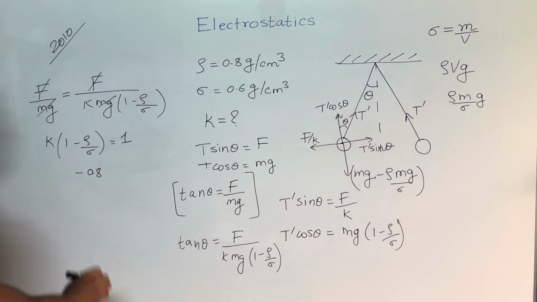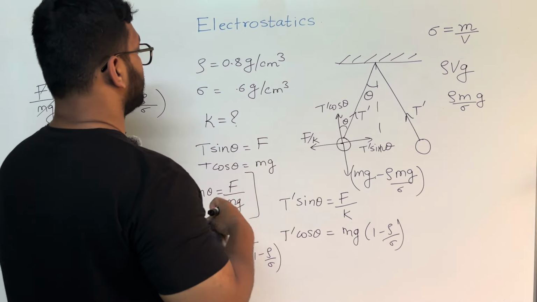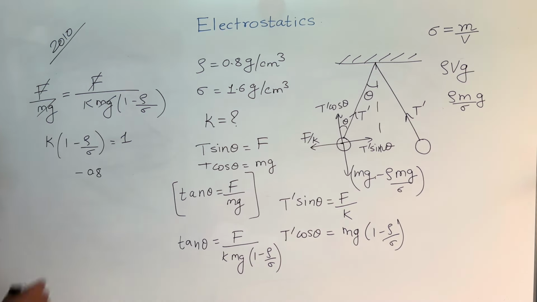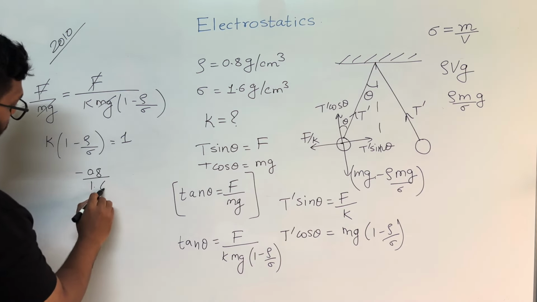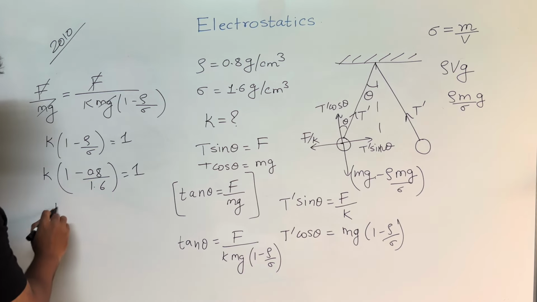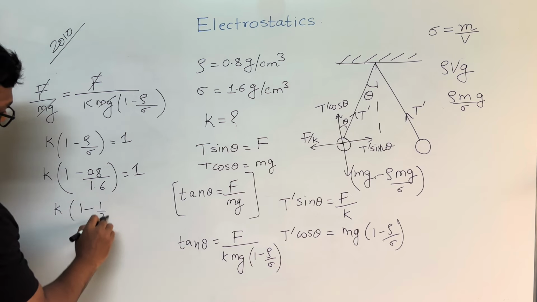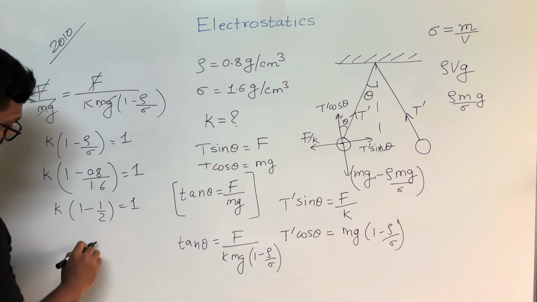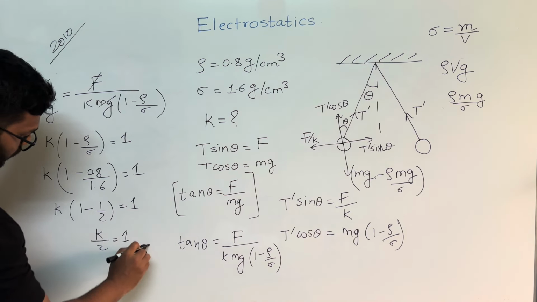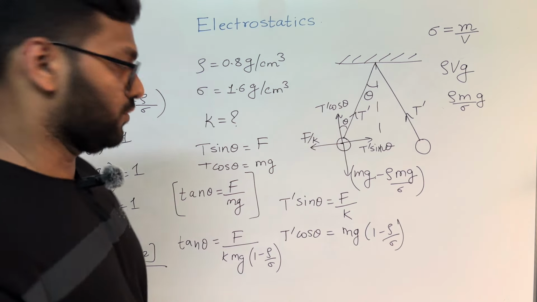Sigma is 1.6, so this is 0.8 divided by 1.6. 1 minus this is equal to 1, this is k. So of course this is 0.8 into 2 is 1.6, so this is 1 minus 1 by 2 is equal to 1. 1 minus 1 by 2 is 1 by 2, so k by 2 is equal to 1, and k is equal to 2. So the k value is becoming 2. The answer is that 2.